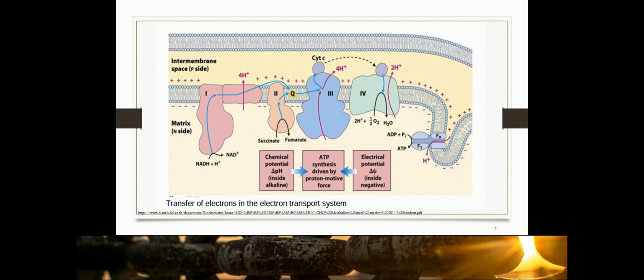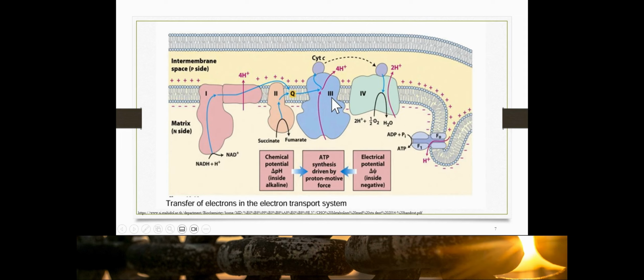Okay, so remember I told you to take note of where the matrix is and where the intermembrane space is. So this is the inner mitochondrial membrane where all the complexes are found. This is the intermembrane space because it's a space between the inner and the outer mitochondrial membrane. And the matrix is the inside of the mitochondria. So the complexes are arranged on the inner mitochondrial membrane, and electrons come from the electron batteries or cell batteries that we saw. And those electrons move from complex to complex. So there's a transfer of electrons.